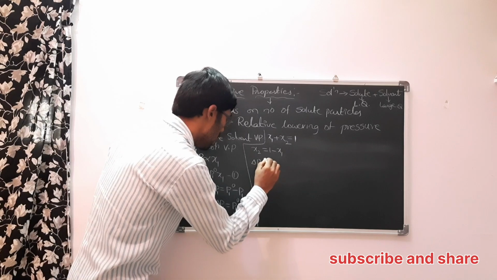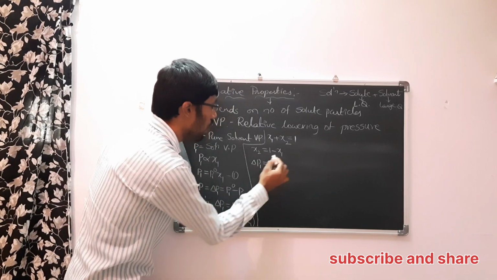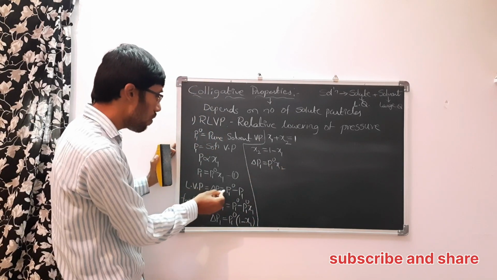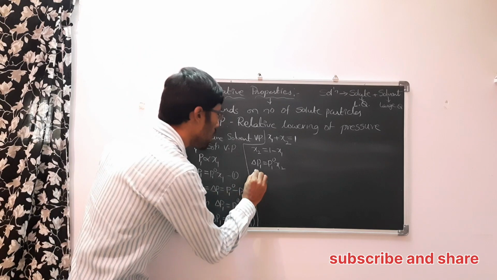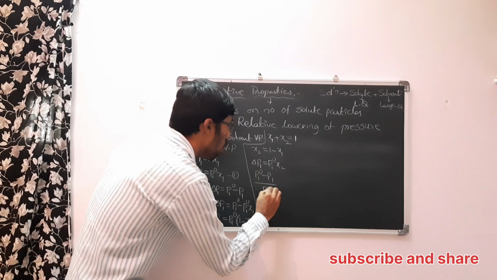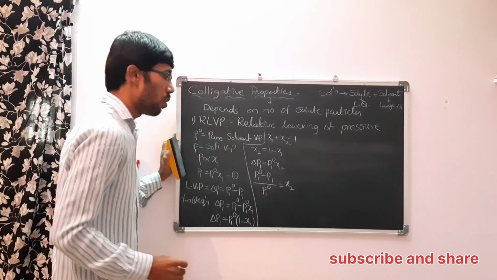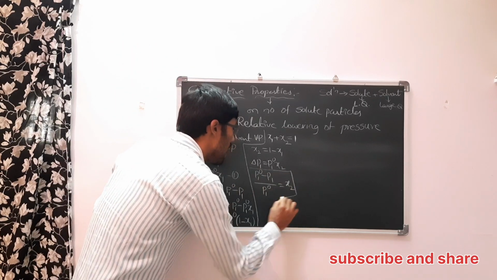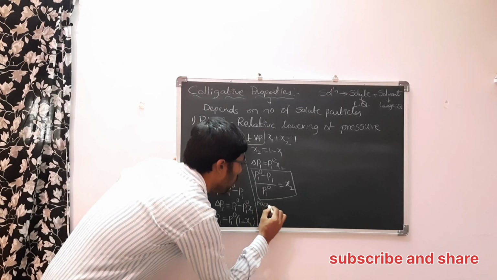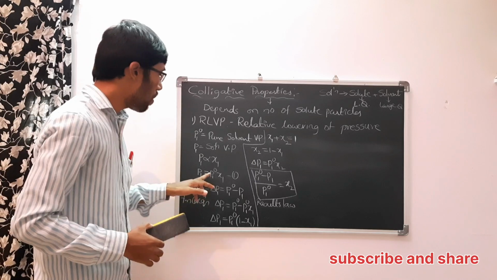Then we write this X2 value here. Delta P1 is equal to P1 naught into 1 minus X1, which means X2, where delta P1 means P1 naught minus P1. So P1 naught minus P1 by P1 naught is equal to X2. Here it is known as Raoult's law, because we got this equation from Raoult's law only.